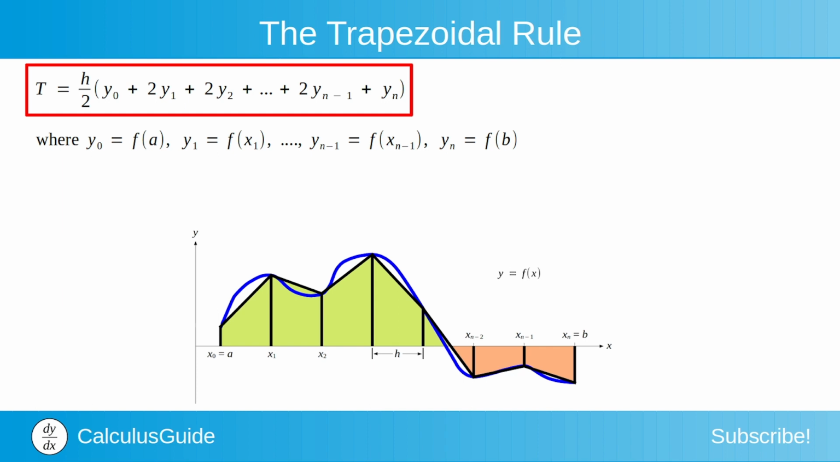To explain this highlighted equation further, if we partition the closed interval from a to b into 5 subintervals, then n would be equal to 5, and T would be equal to h over 2 multiplied by left bracket y0 plus 2y1 plus 2y2 plus 2y3 plus 2y4 plus y5, right bracket. Next, I'll demonstrate the use of the trapezoidal rule in an example problem and solution.